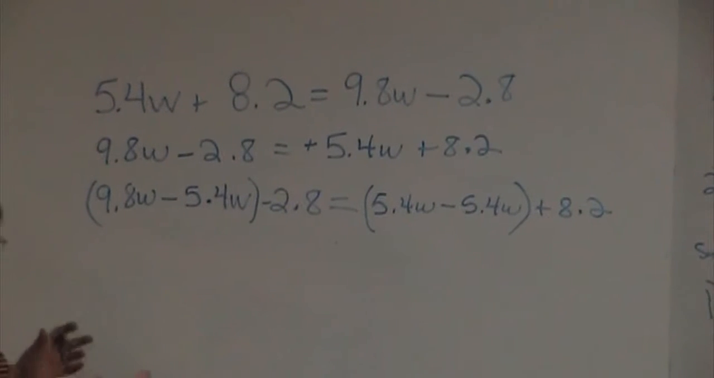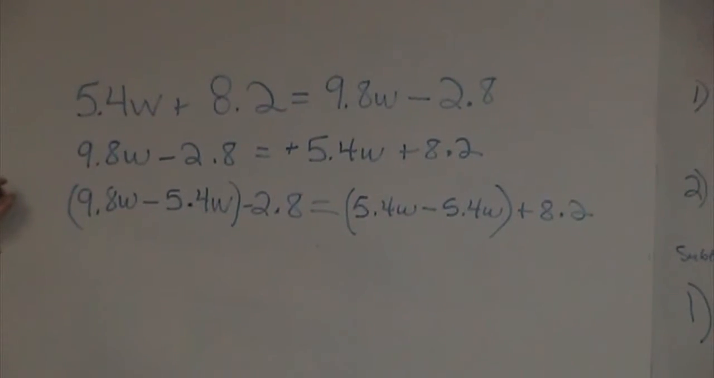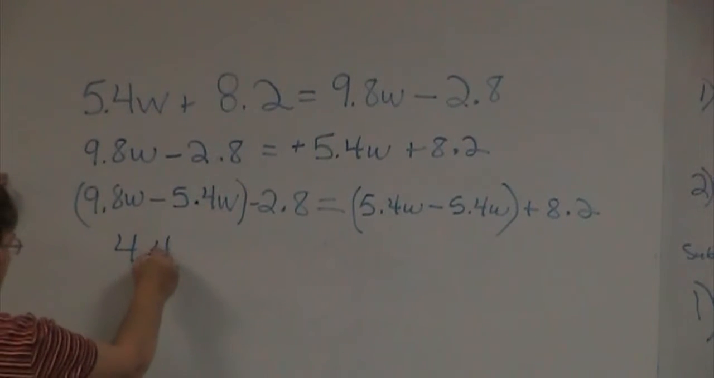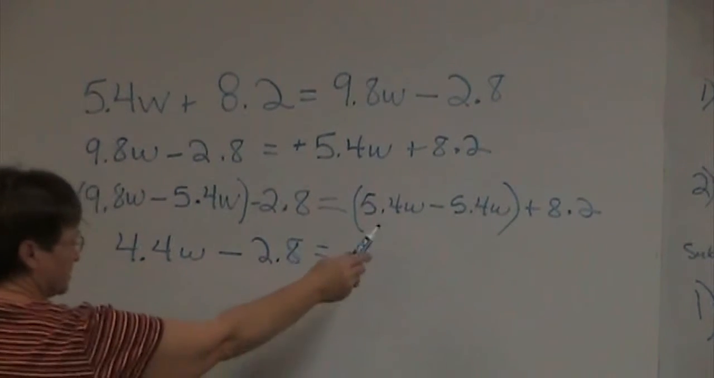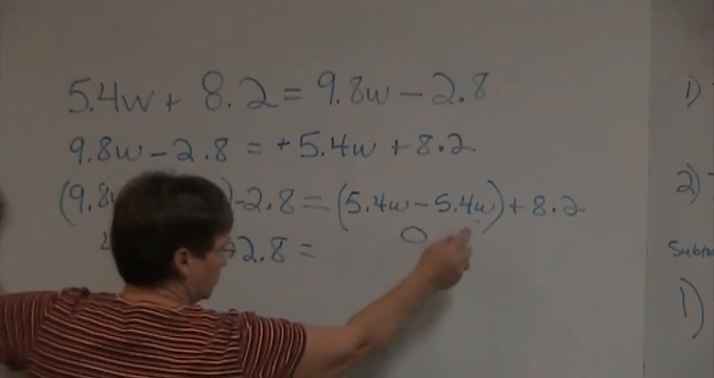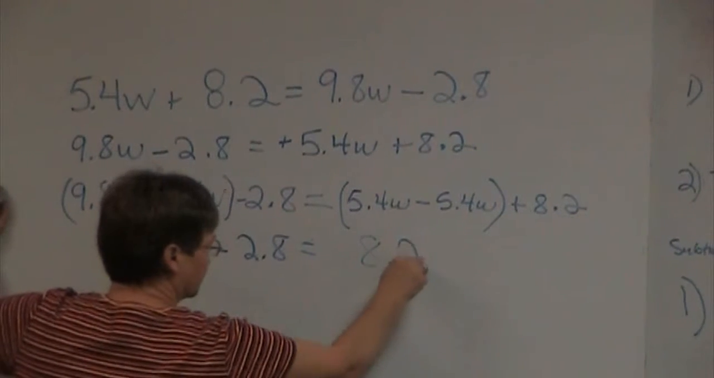Okay? All right, Brandon, can you give me the next step? That would be 4.4W. Very good. 2.8. This is a minus. Yes. Minus 2.8. Okay, what happens in this parentheses? 0. 0 plus 8.2 is? Equals 8.2. Right, we don't have to put the 0 step in anymore.